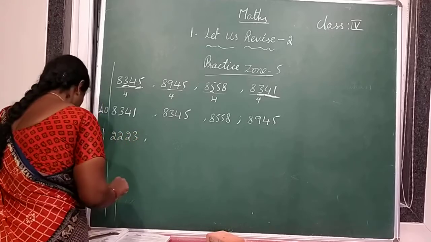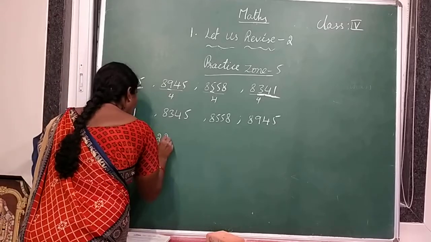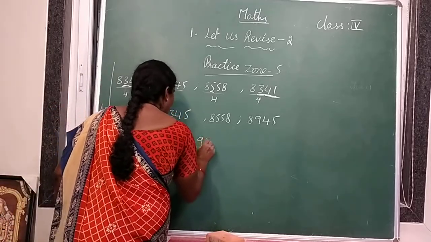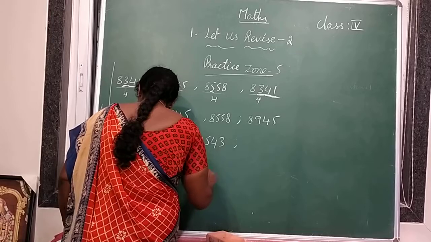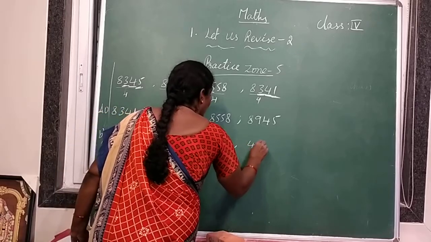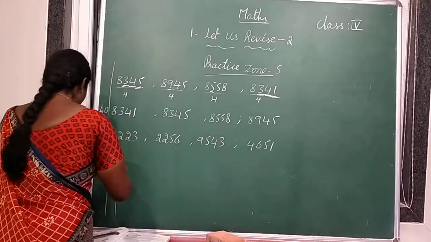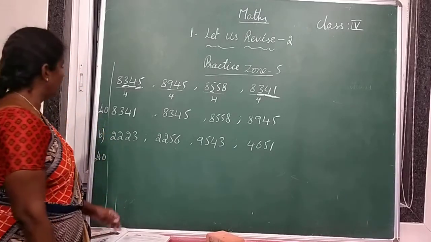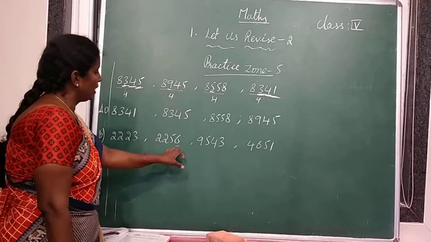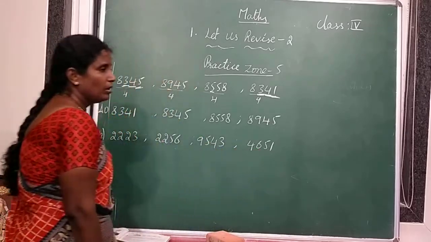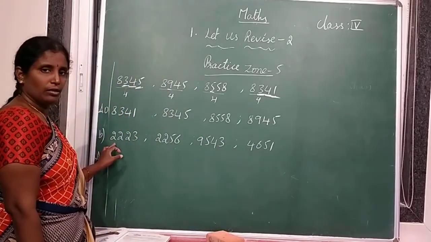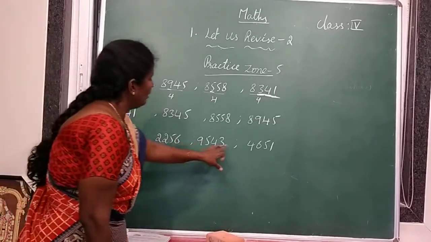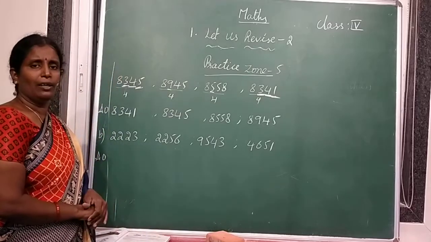2223, 2256, 9543 and 4651. Now compare these numbers and say which is the smallest number. Ascending order, small to big. So 4 digits, 4 digits, 4 digits, 4 digits. So compare thousands place. Thousands place digit. 2, 2, 9, 4. So which is smaller?